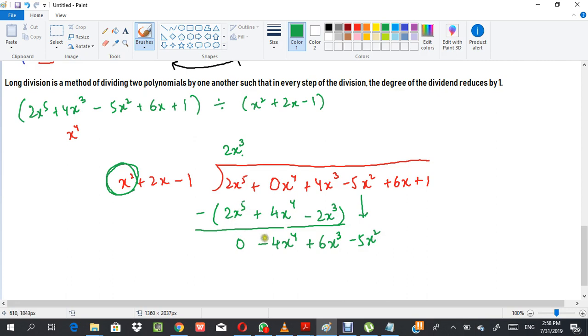Right, so now we have to get rid of this negative 2x to the power of 4. This can be done by multiplying the divisor by negative 2x squared. Let's carry out the multiplication. So this gives us negative 2x to the power of 4, minus 4x cubed and plus 2x squared.